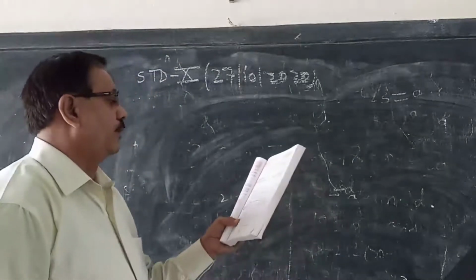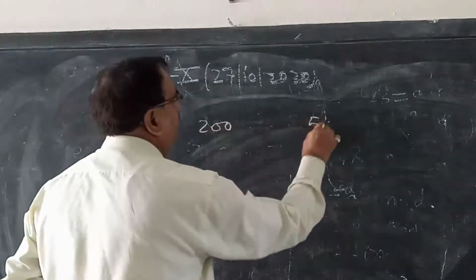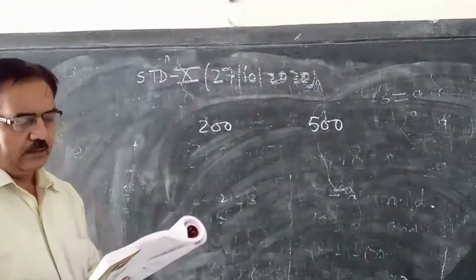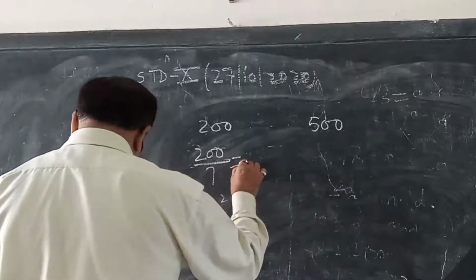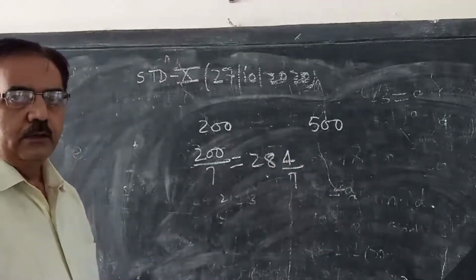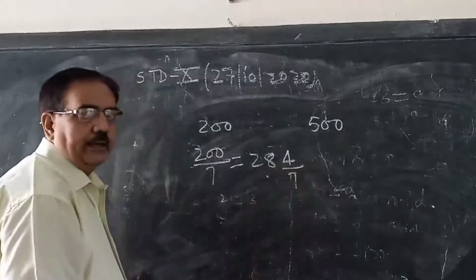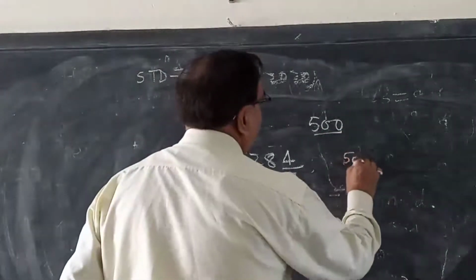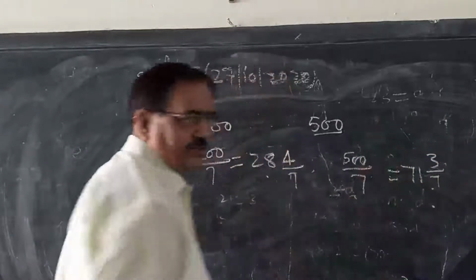Similarly, we have to find another question here. How many whole numbers divisible by 7 are between 200 and 500? That you have to find, which is divisible by 7. So what are the numbers? If we divide 200 by 7, what value is coming? It is coming 28 and 4 by 7. It is a fraction, it means the next term will be 29. Similarly, the last value 500, divided by 7, is 71 and 3 by 7. It is also a fraction.